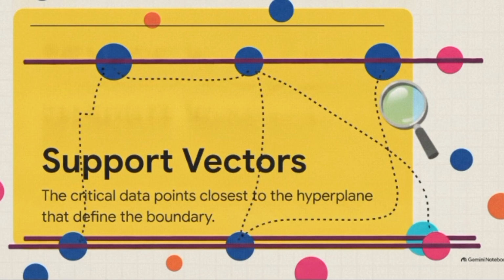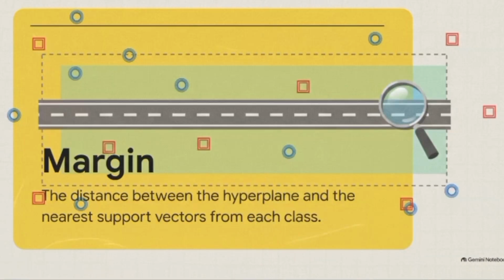Next up, support vectors. And honestly, this brilliantly illustrates the sheer efficiency of this algorithm. Support vectors are those critical data points sitting closest to your hyperplane. They are literally holding up, or supporting, the boundary. So here's the crazy part. These are the absolute only points that actually matter. Seriously, if you went in and erased every single other data point that's far away from the boundary, the hyperplane wouldn't change one bit.